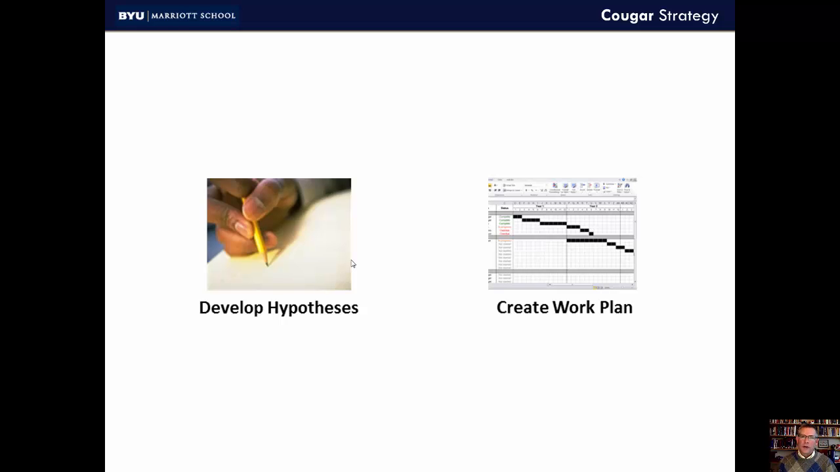Let's talk a little bit now. We're not going to talk much about framing the problem because I think as you work through the problem statement worksheet, you'll naturally be able to write a case study that will help you frame the problem. So let's talk about developing hypotheses and creating a work plan.